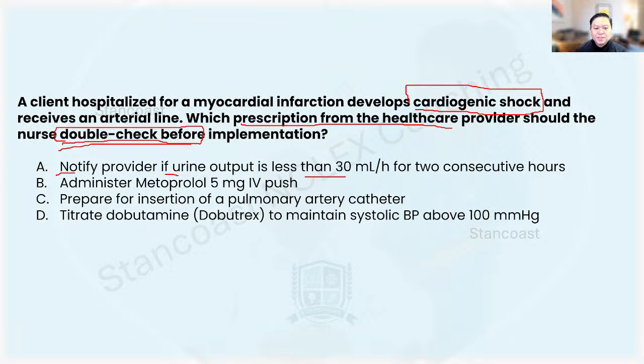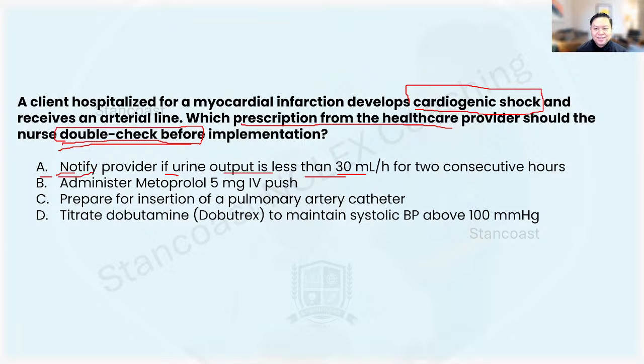Okay, so let's go through the selections here. Notify the provider if urine output is less than 30 mLs. Is this something that you need to double check? I guess not. No, of course. This is going to be a good prescription, right? So there's nothing to question about this.